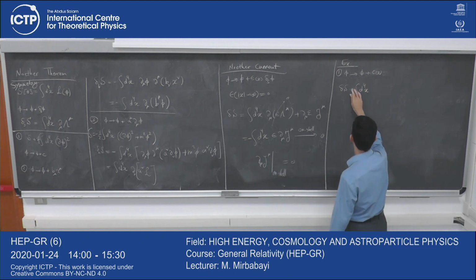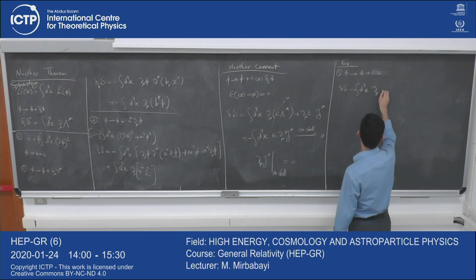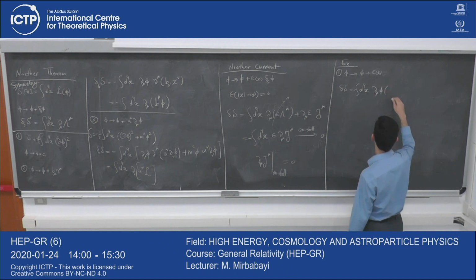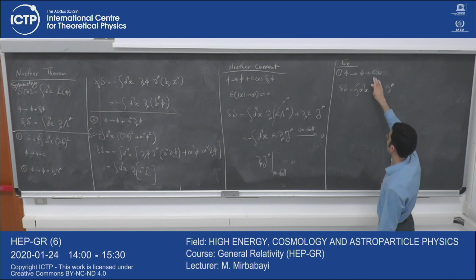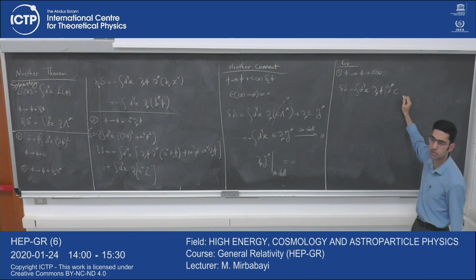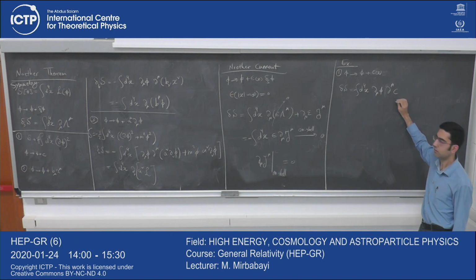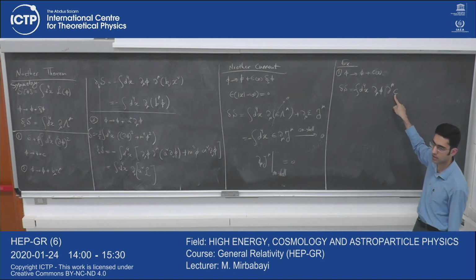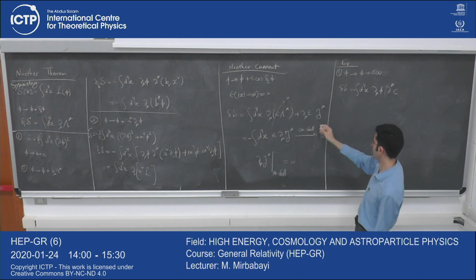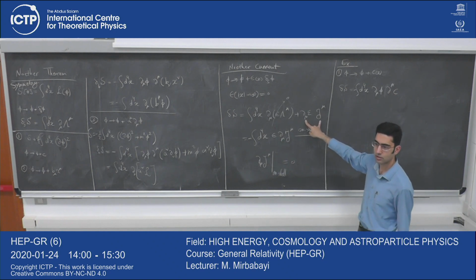We get d mu of phi, and now we have d mu of c. This is the change. Before, c was a constant and this derivative was 0, but now it's not a constant anymore, so we get d mu of c. So now you see that we actually end up with this situation.